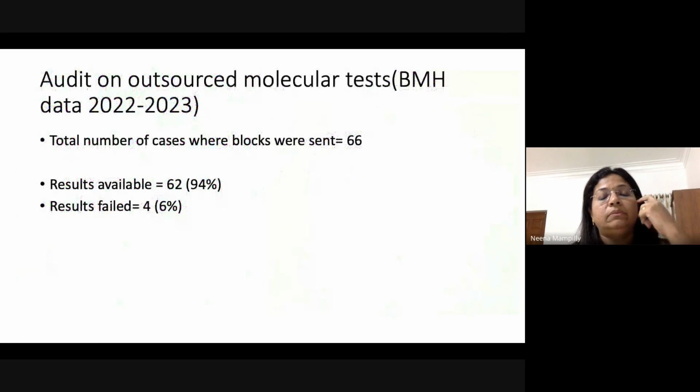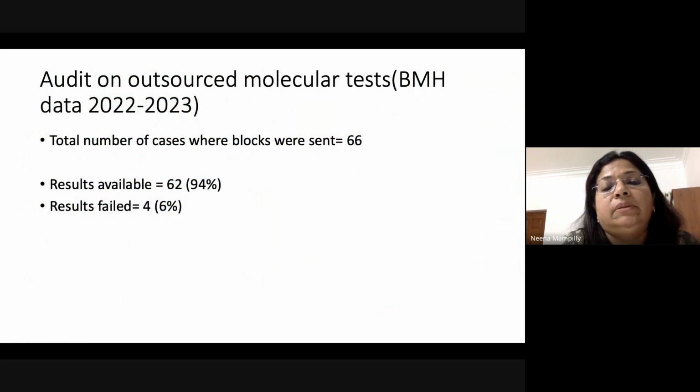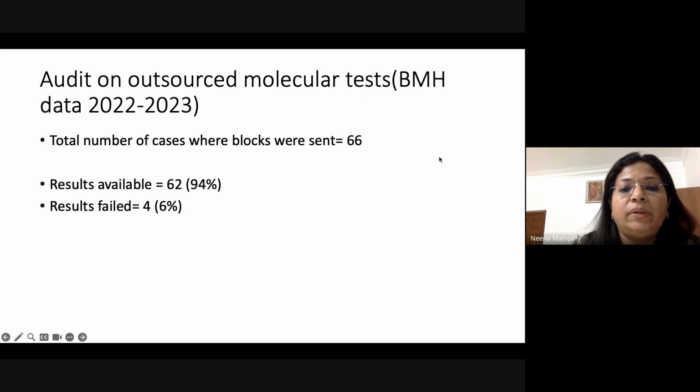So we outsource our molecular tests. We don't have molecular testing in-house. So we thought we'll have an audit on how good is our tissue. How do you assess the quality of our tissue? So we could retrieve around 66 cases where we sent blocks outside for molecular testing. And we got the results in around 94% of them. And the results failed in 6%.